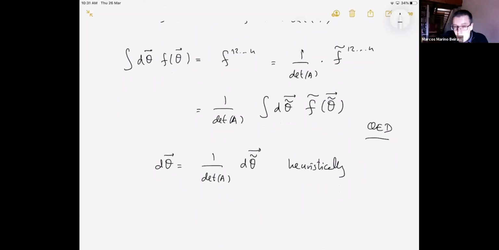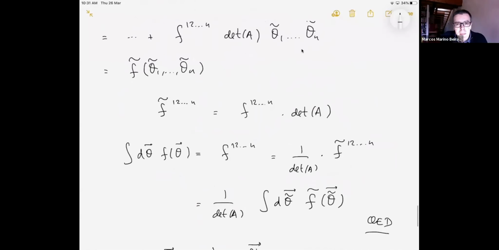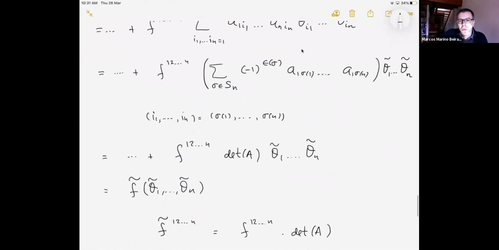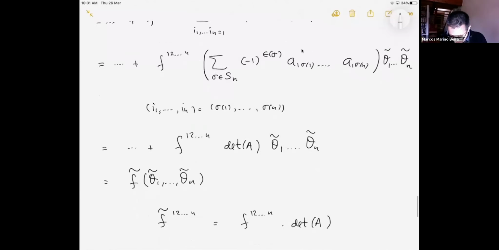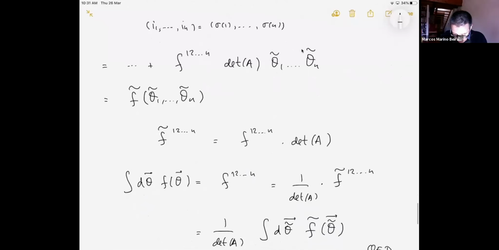As you see, working with Grassmann integrals involves working a lot with determinants and antisymmetric objects, and this is because of the anti-commuting nature of these variables. Okay, very good. So now Gaussian integrals.